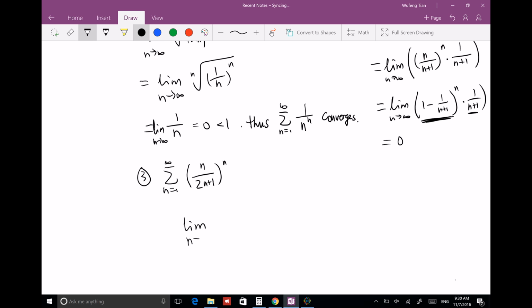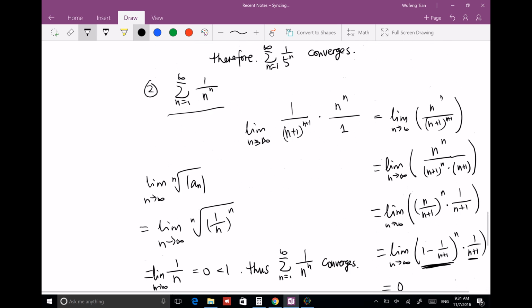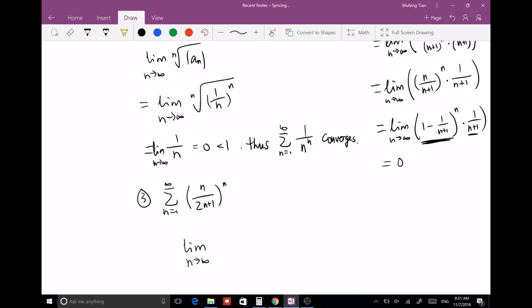Limit n goes to infinity. Can we use the integral test for this one? No, root test. Okay, so I'll give you a little bit of help. It's the nth root of a_n. a_n is going to be n over 2n plus 1 to the power n, yes. So it's the limit as n goes to infinity of the nth root of n over 2n plus 1 to the power n.